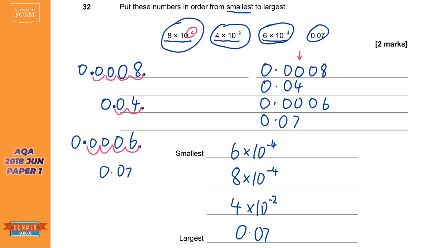Something else we could have done if we were really good at standard form, really good at indices, is convert that 0.07 into standard form, and you'd have 7 times 10 to the power of minus 2. But I think that the decimal approach is a lot simpler.